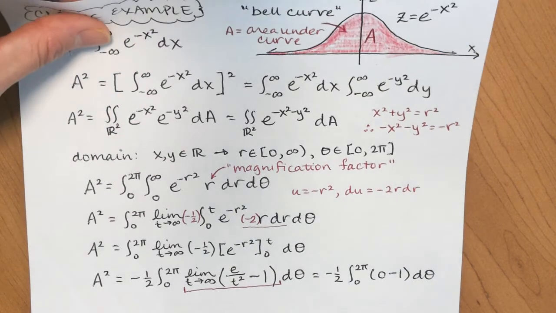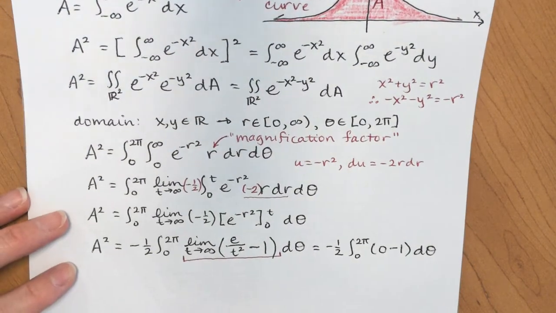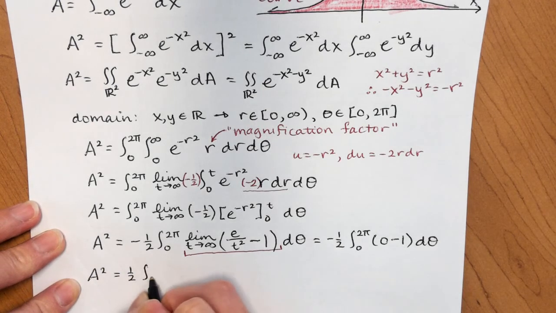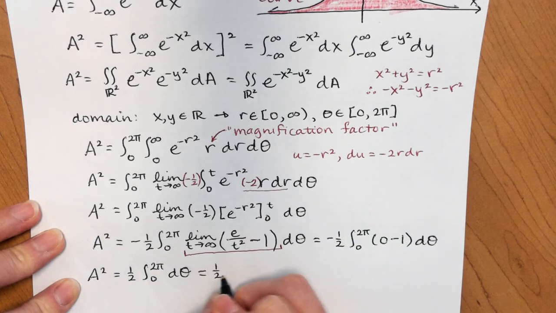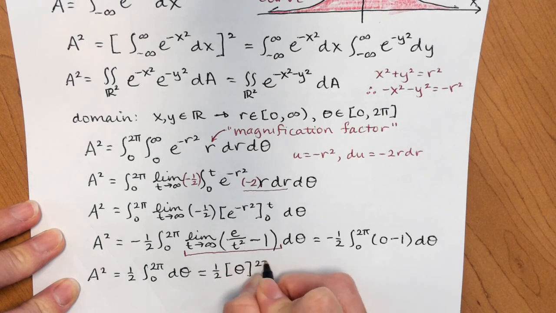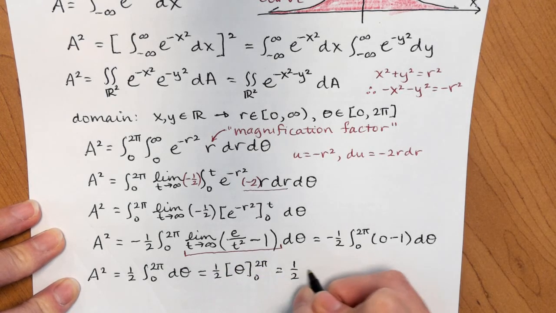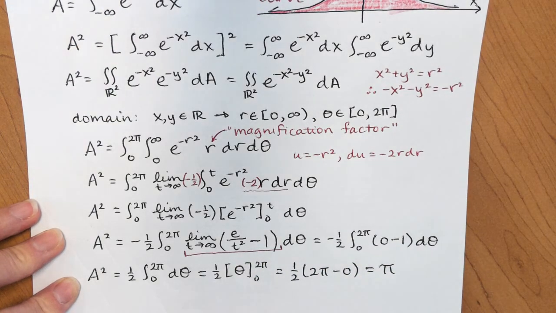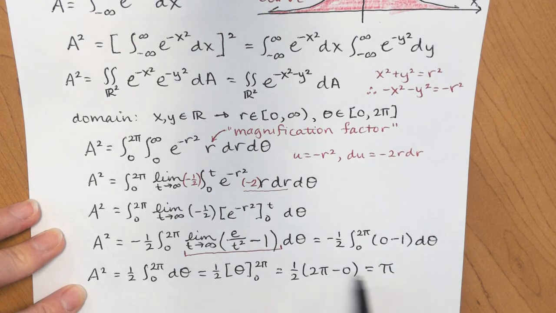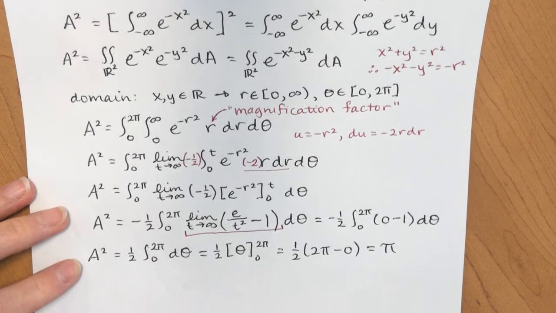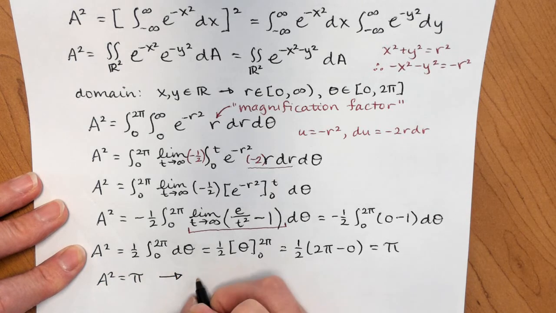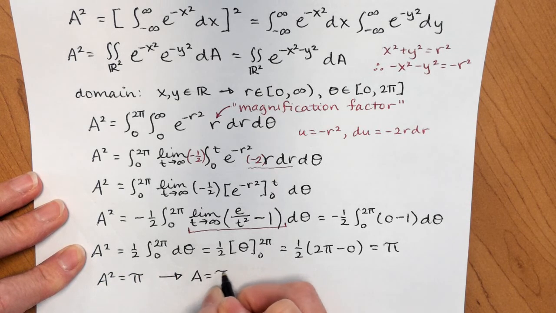Okay, and I'm going to get a negative 1 there, which is just going to make this become a positive 1/2. 1 d theta is going to integrate just to theta, and to finish the calculation, I have 2 pi minus 0, or pi. Don't forget, this was A squared, which is pi. So if A squared is pi, then the bounded area under the curve is the square root of pi.